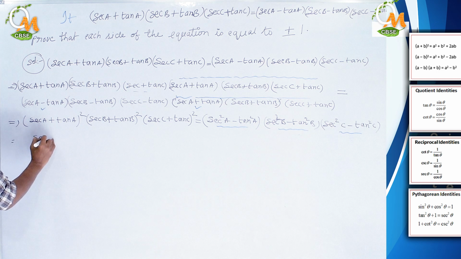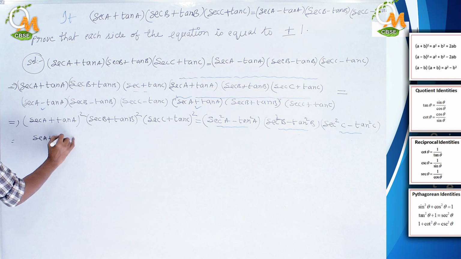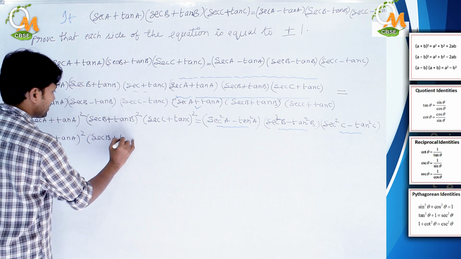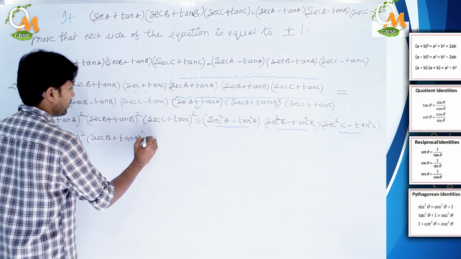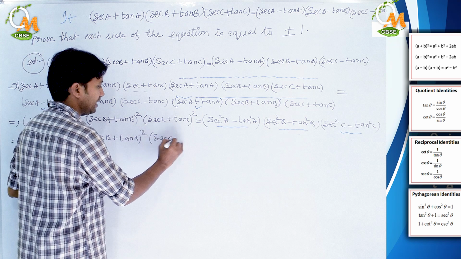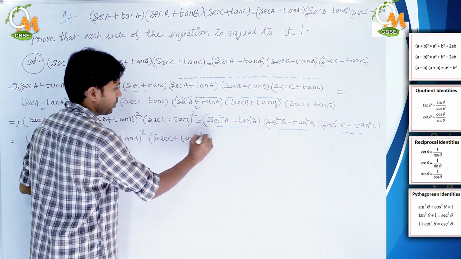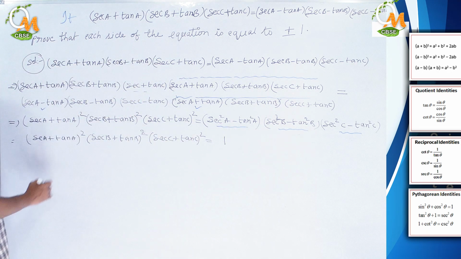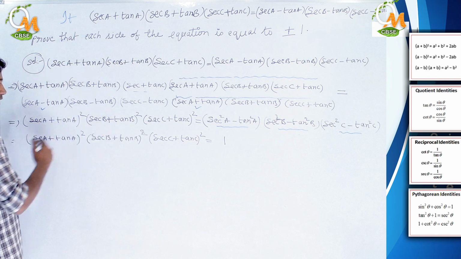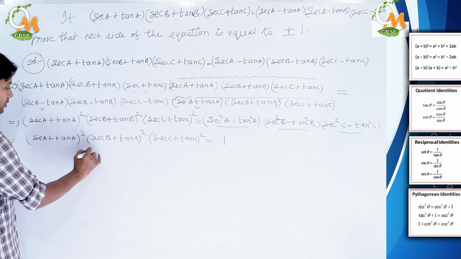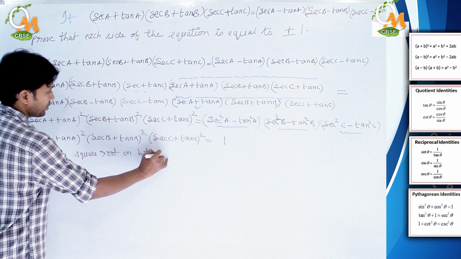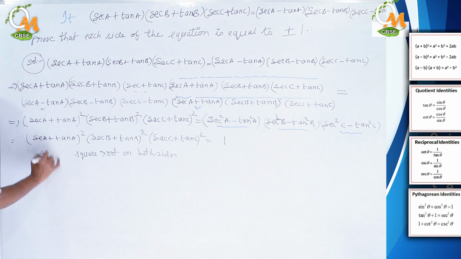So here we got secant A plus tan A whole square into secant B plus tan B whole square into secant C plus tan C whole square equal to 1 into 1 into 1, that would be 1. Applying square root on both sides. So square rooting on both sides, what do we get? Okay, square root is applied on both sides.